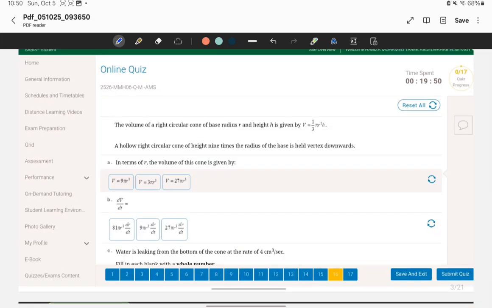Okay, number 16, part A. They're asking for a volume of a cone, and they're giving us the volume of a right circular cone of base radius r and height h is given by this equation. A hollow circular cone of height 9 times the radius of the base is held vertex downwards.